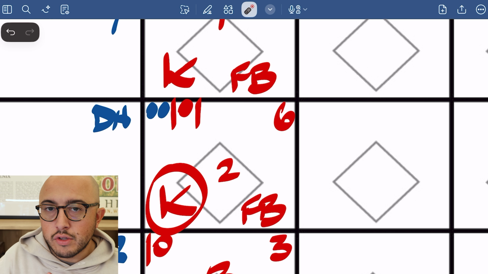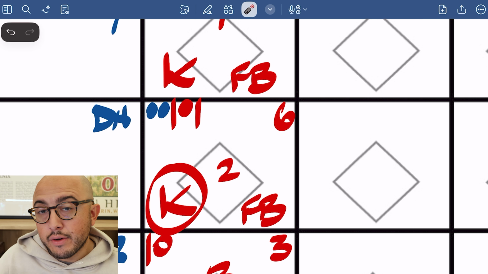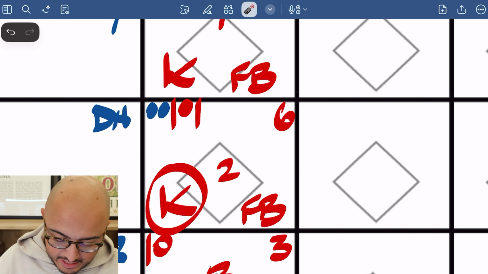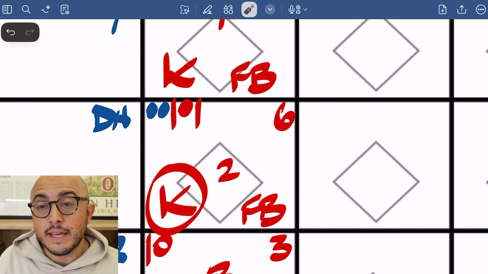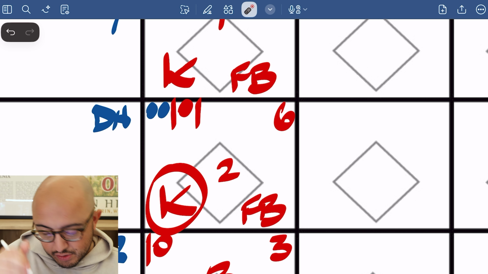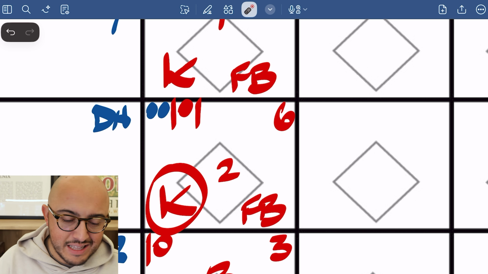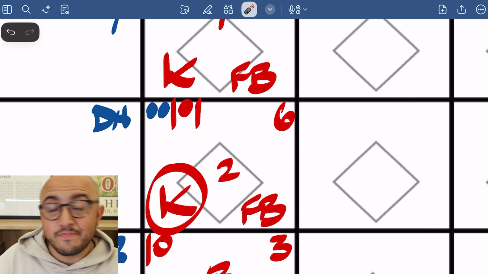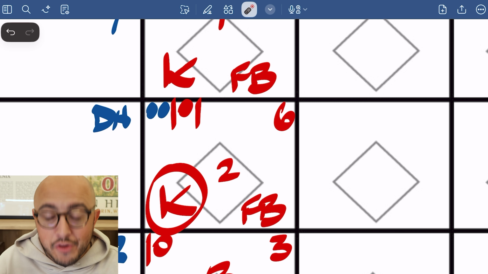Some people use the backwards K. I've always preferred to use the circle K to denote a looking strikeout, and a forward K is a swinging strikeout. For me, it's easier to identify as opposed to writing a backwards K, and some people like to do it. I don't. To each their own. You can do whatever you want.